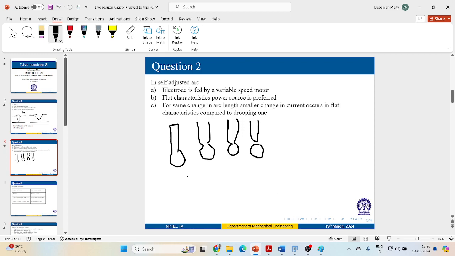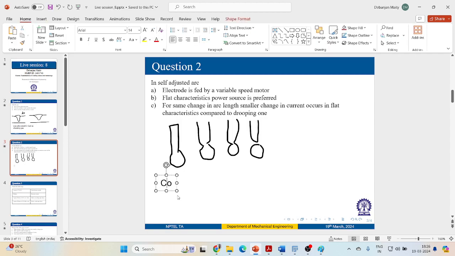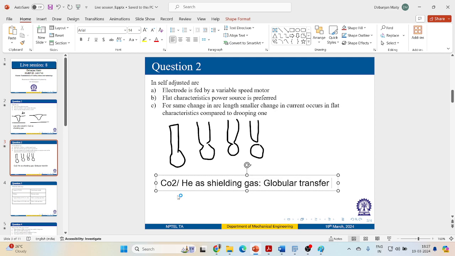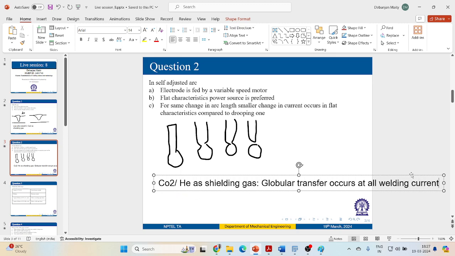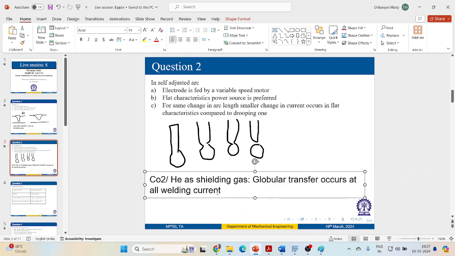So if you are using CO2 or helium as shielding gas, globular transfer occurs at all welding currents. Otherwise, it will generally be at lower welding current, right? So keep that in mind.